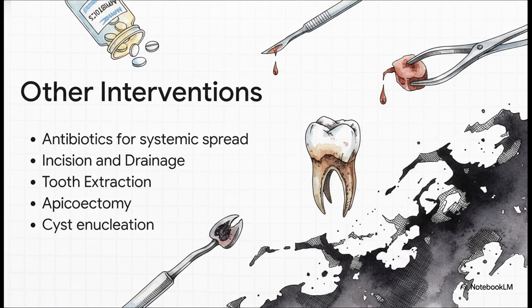Sometimes, actually, a root canal just isn't enough, or the tooth is just too far gone. That's when we have to step up our interventions. We'll bring in antibiotics if there's systemic spread, like if the patient has a fever or cellulitis. A really swollen, fluctuant abscess might need immediate incision and drainage just to relieve all that pressure and pus. If the tooth simply can't be saved, well, extraction is the only way. And for those really stubborn lesions, we might have to look at surgical management, like an apicoectomy, which is removing the very tip of the root, or surgically enucleating a cyst.